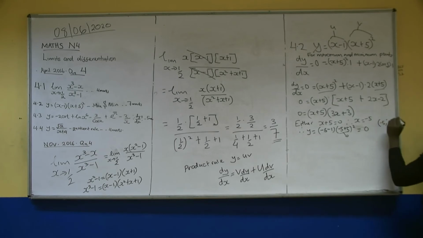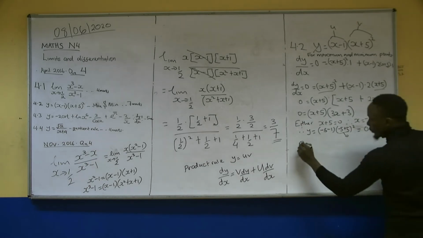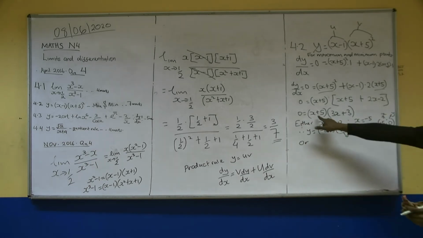So this is a point. A point, I don't know whether it is maximum or minimum. So the point is negative 5, this is the x value, and this is the y value. Don't know whether it is maximum or minimum.